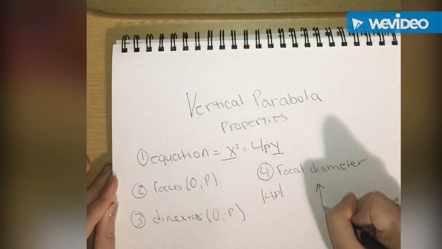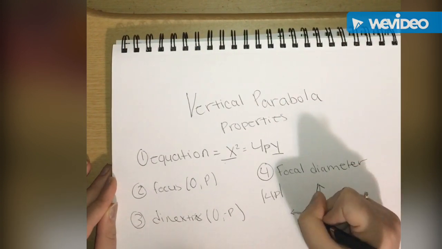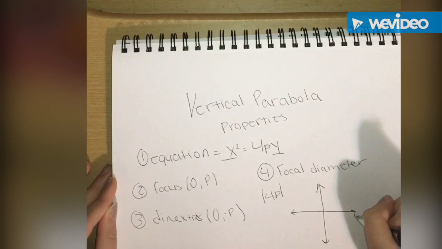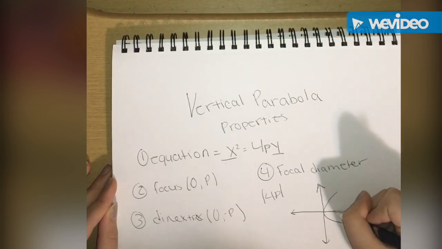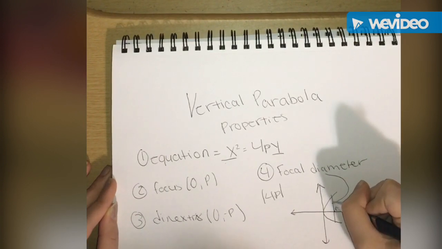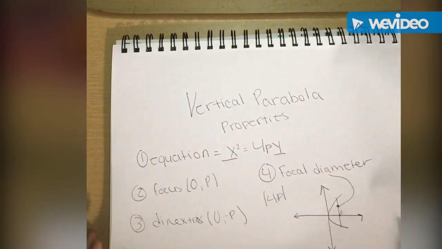And it'll still look like this. This is an example of a horizontal one because I did the vertical one on the last one. But it'll essentially look like that. It's just the width of the parabola. And now we're on to an example.